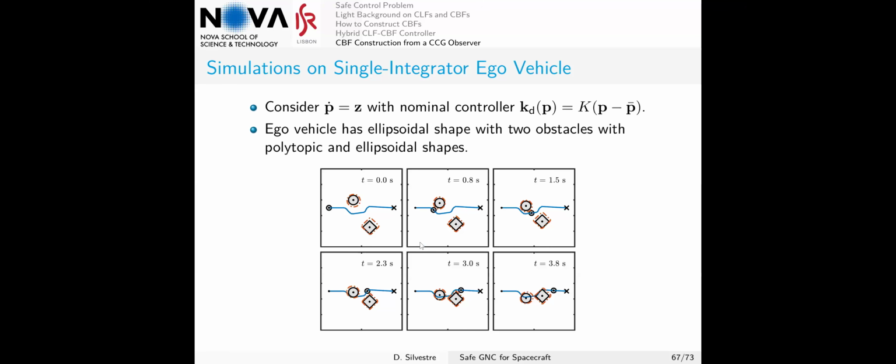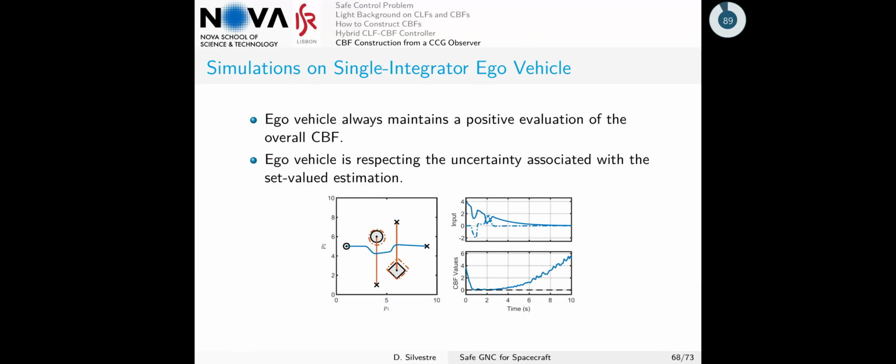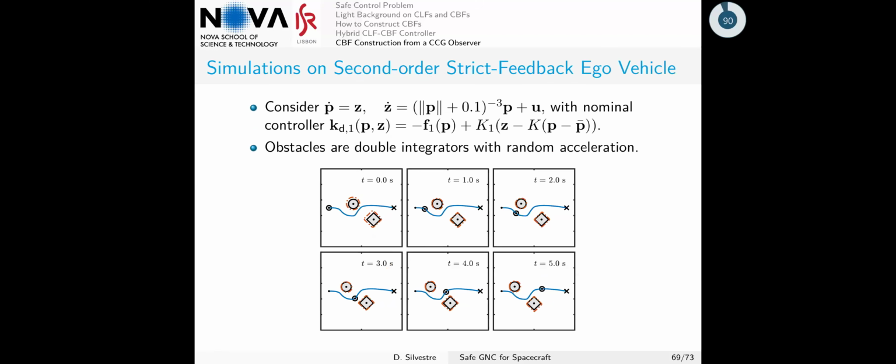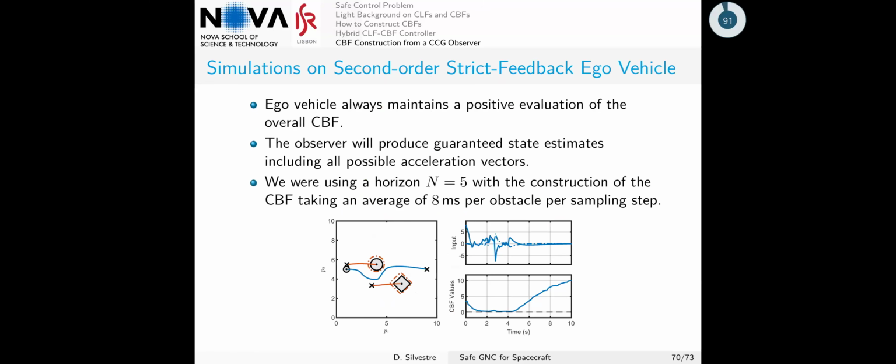So here we just use for the single integrator the nominal controller, but we could also use this for a second order system. So that's that part. So here we use this nonlinear system with kind of a gravity term. We are still using obstacles that are double integrators with random acceleration, and we're getting the same.